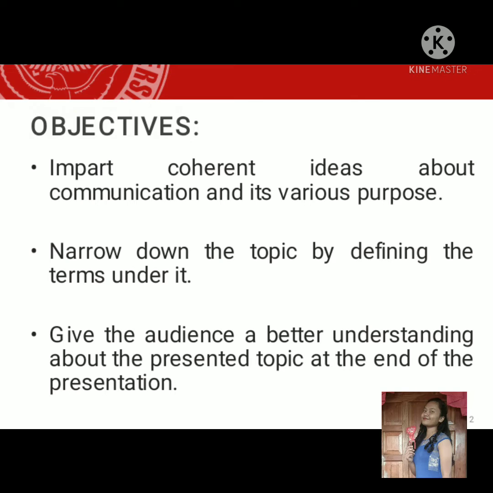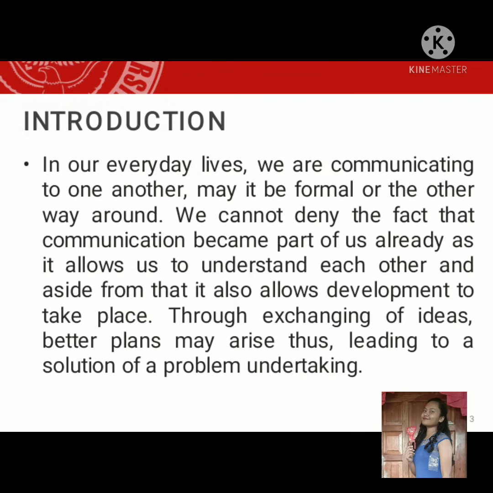Our first objective is to impart coherent ideas about communication and its various purposes. Second is to narrow down the topic by defining the terms under it. And the last one is to give the audience a better understanding about the presented topic at the end of the presentation.